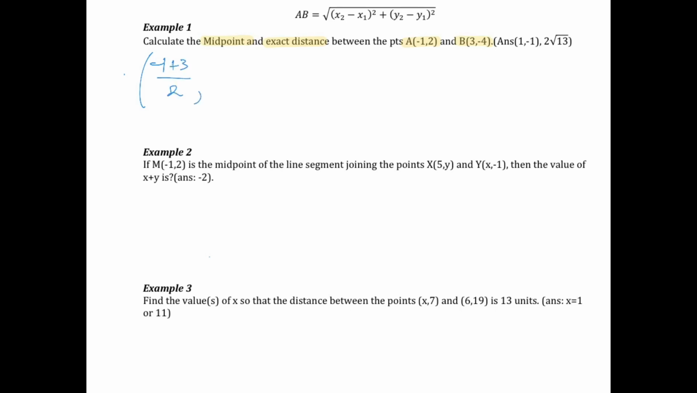So that leaves us with -1 plus 3 on 2 for the x values, 2 plus -4 on 2 for the y values. So solving those gives us -1 plus 3, which gives us 2 on 2. 2 plus -4 is -2 on 2. So we get a midpoint of (1, -1).